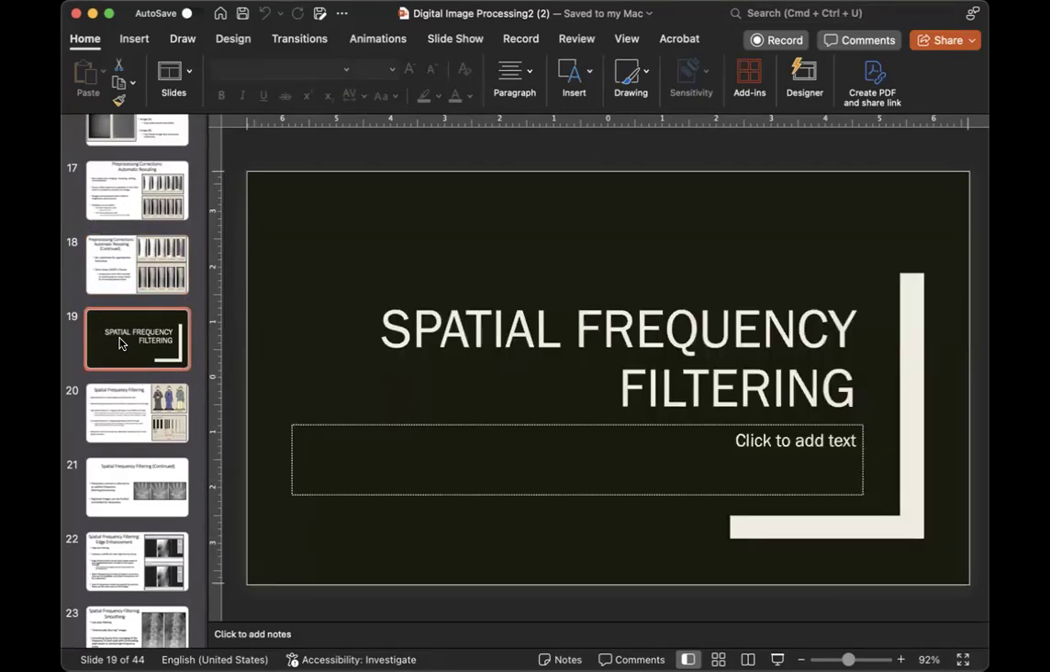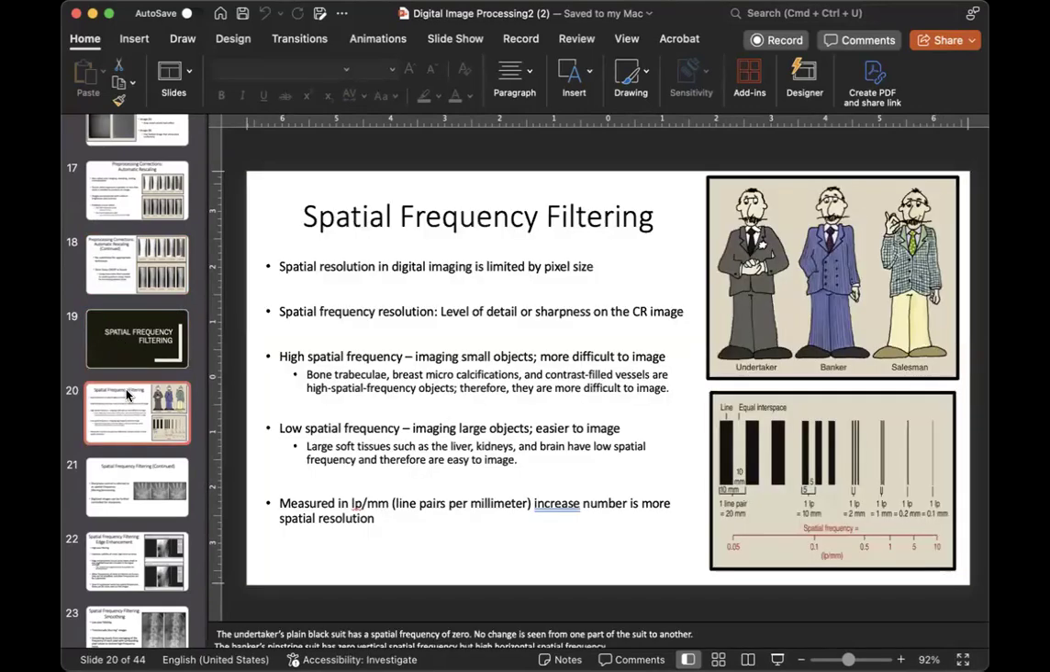When we talk about our spatial frequency filtering, what you need to know is spatial resolution is limited by the pixel size, obviously, because we have to image something that is the size of the pixel. If it's not the size of the pixel, it will not be recorded. And so high spatial frequency just basically equates to us imaging small objects. Imaging small objects, high spatial frequency. It's more difficult to image.